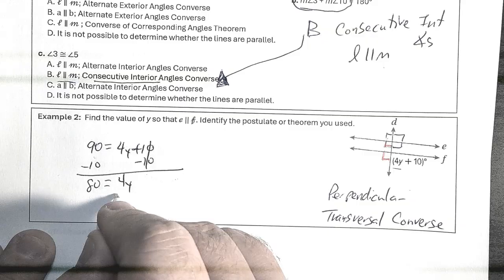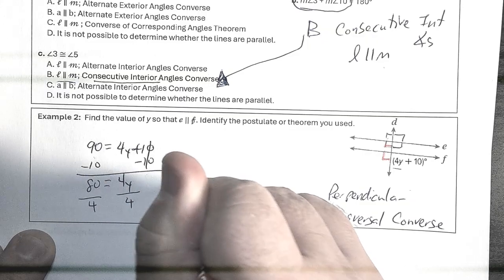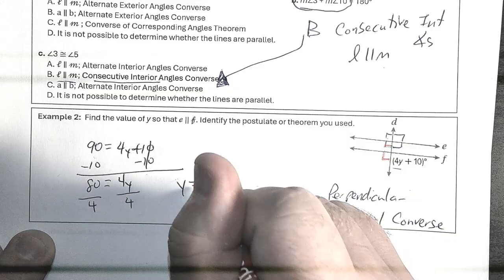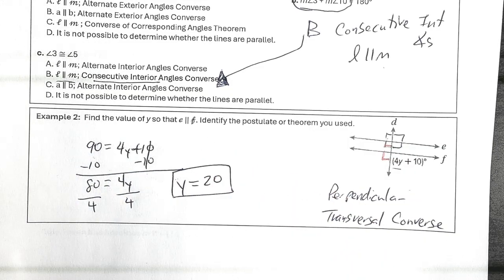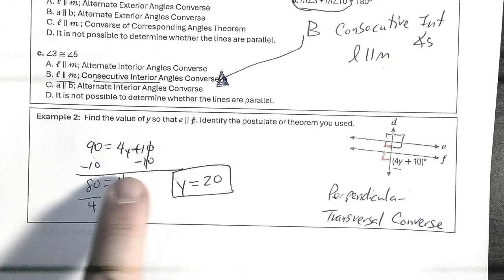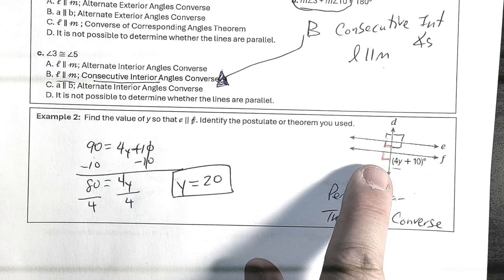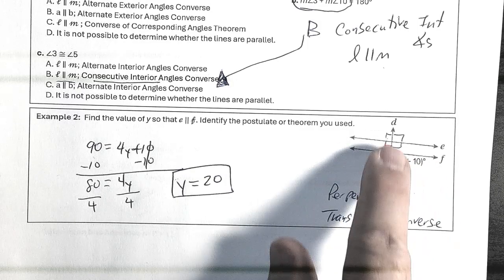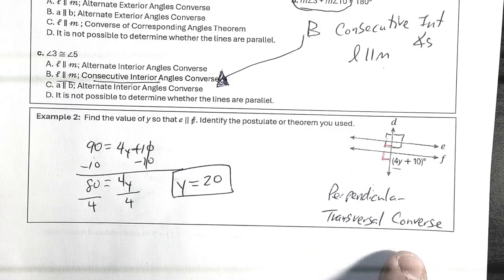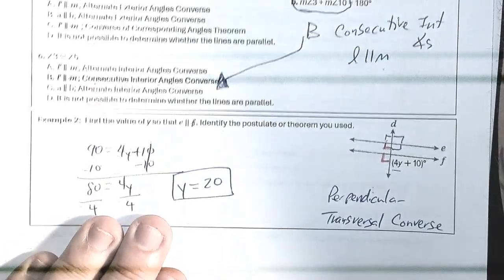So we got 100 equals 4y. Now we're going to divide both sides by 4. Y equals 100 divided by 4, which is 25. So 25 makes this angle worth 90, and that makes E parallel to F, and makes them both perpendicular to D because of the perpendicular transversal converse. All right, flip it over.